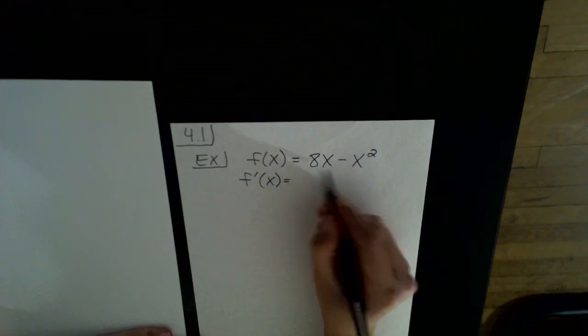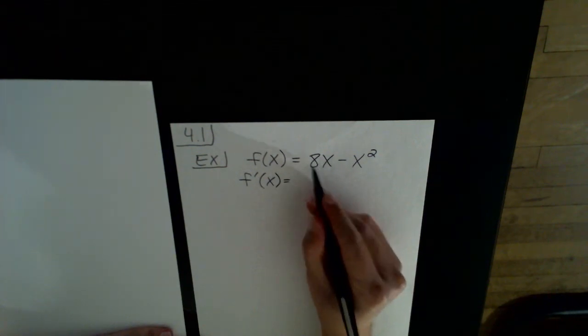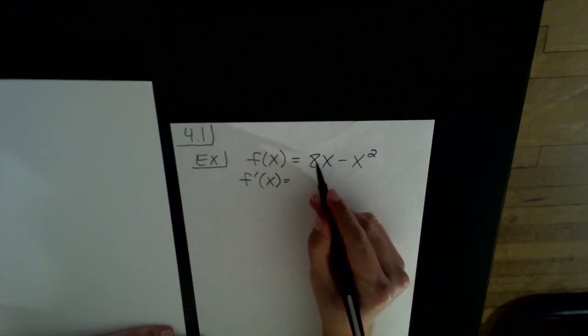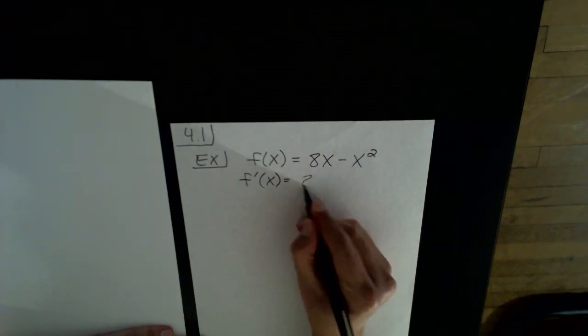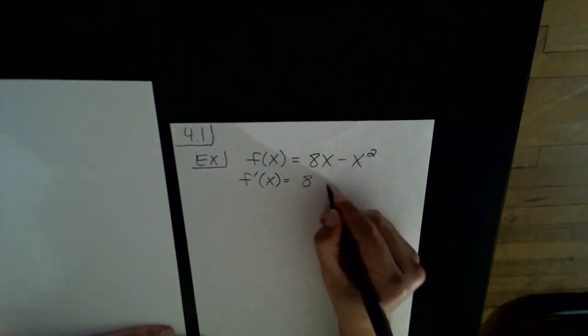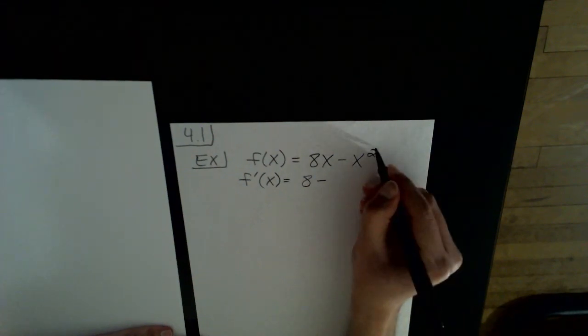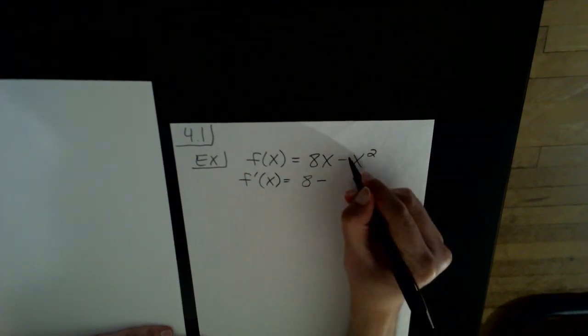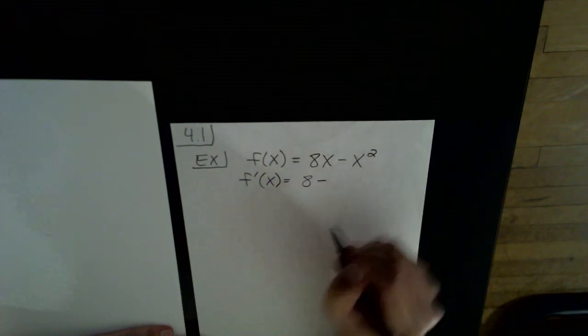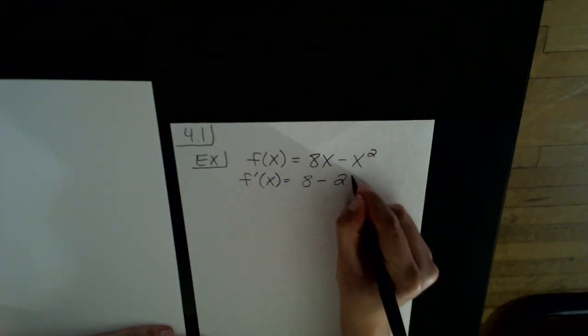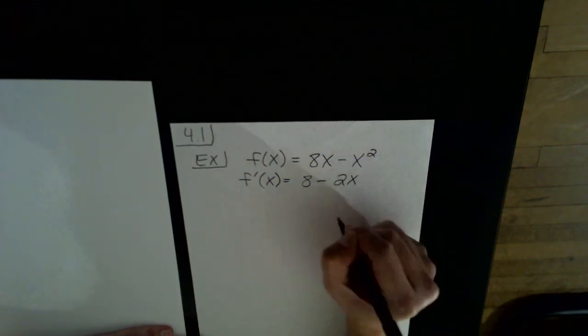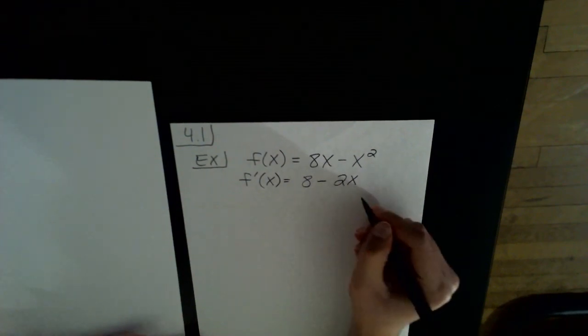The derivative of 8x is just 8. Remember, whenever you have any constant times x, the derivative is just that constant. Minus the derivative of x squared. Remember, you multiply the exponent out front and subtract 1 from it. That gives us 2 times x to the first power, which is just 2x.